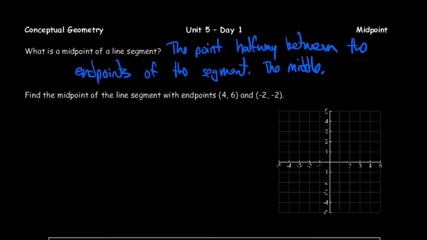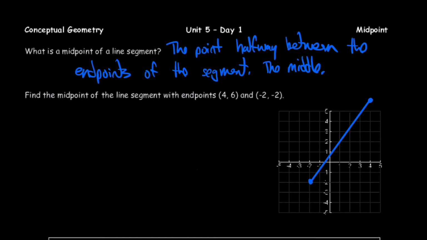First thing I would want to do is plot those points. (4, 6) is going to be slightly off this grid. They didn't give us enough room, but that would be right there. (-2, -2) would be right here. If you have a straight edge, connect those two.